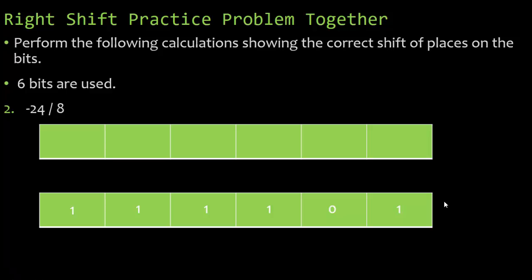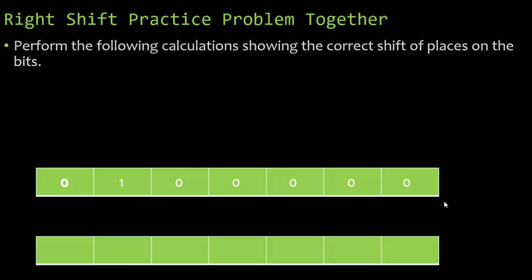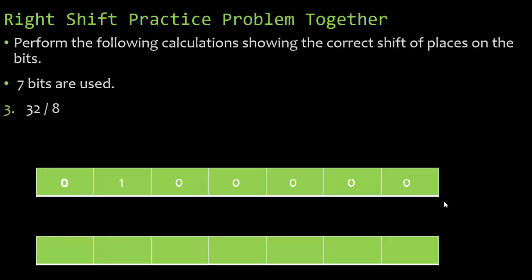So I'm able to check my result and make sure that it is correct. So what about 7 bits? 32 divided by 8. Well, we're moving to the right 3 positions. I'm going to take that 0, and I'm simply going to shift it over. Then I'm going to move over this 1, and the 0, remember, I'm keeping the sign.